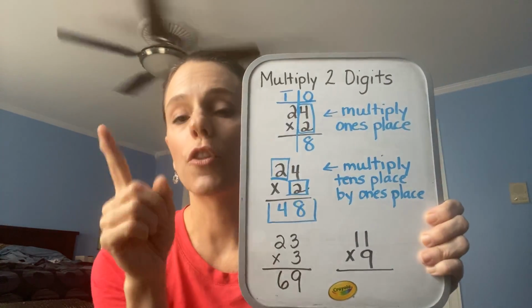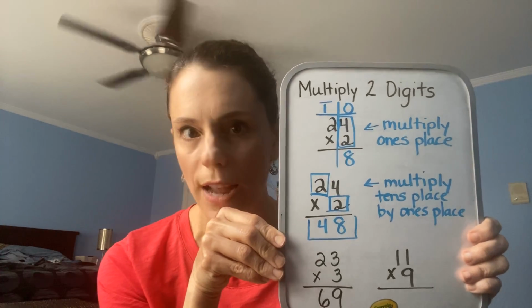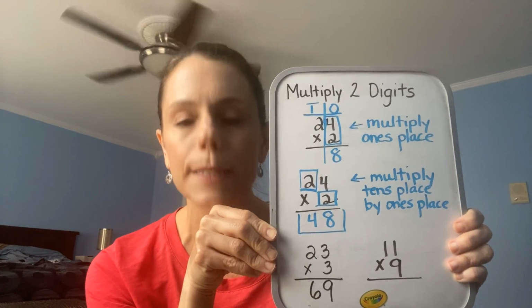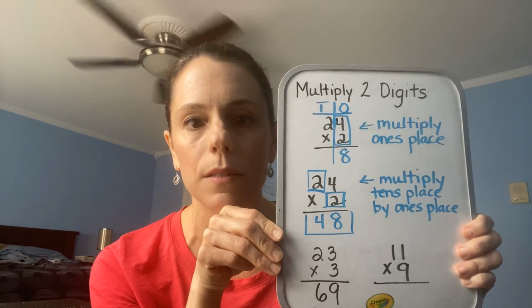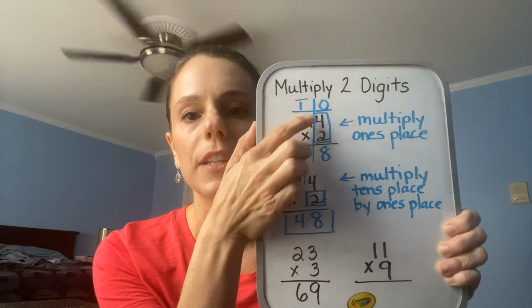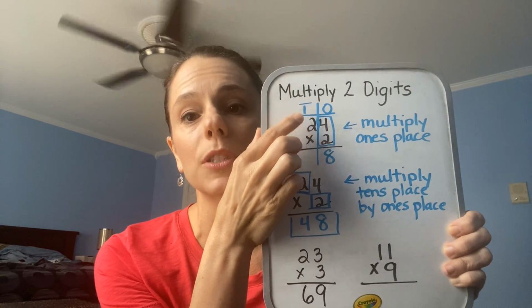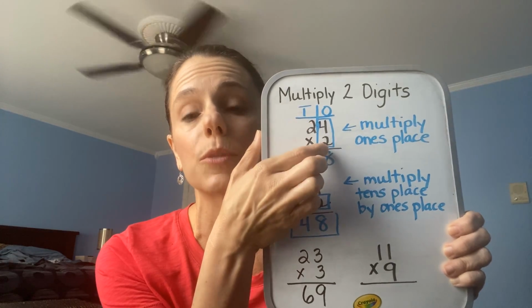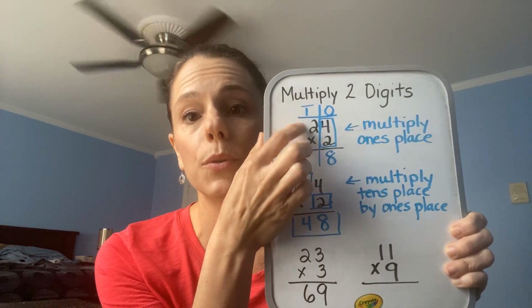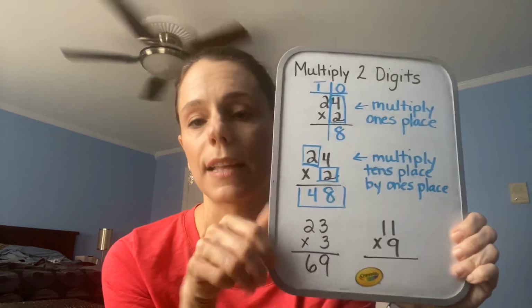So first thing, always start in the ones place. Even when we're doing addition and subtraction, we always started in the ones place. Same thing for multiplication. Start in the ones place. So ones place, 4 times 2 is 8. Then go to the tens place and multiply that number by the ones. So you're multiplying both of these numbers by 2. 2 times 2 is 4. Your answer is 48.